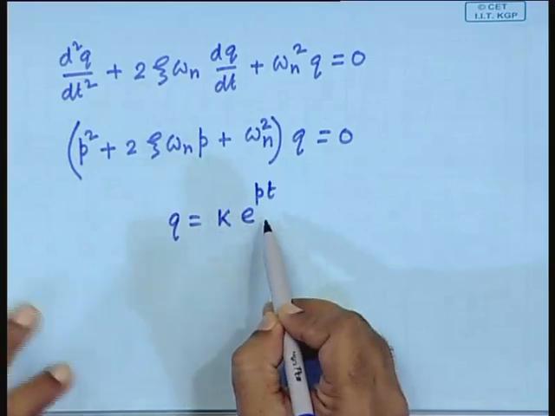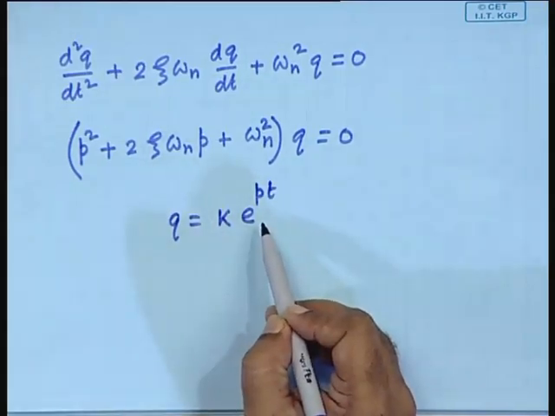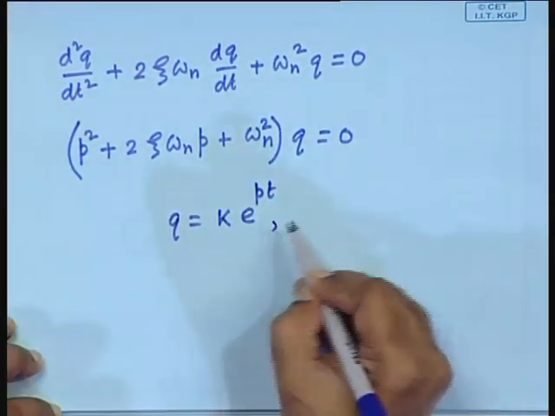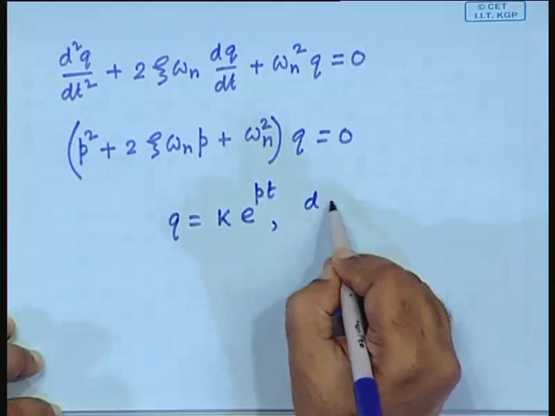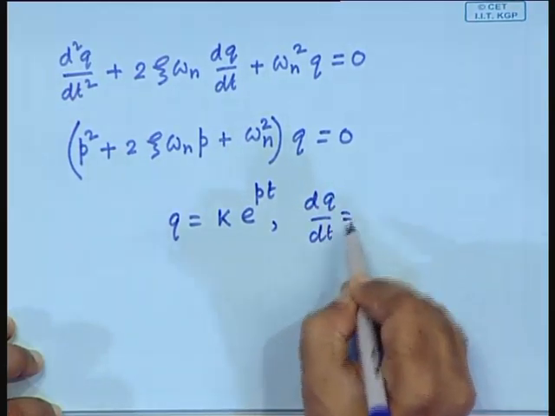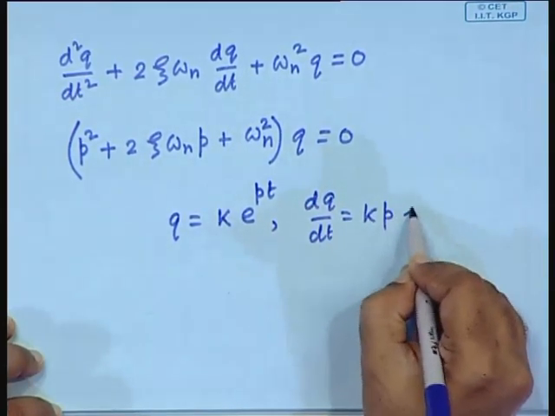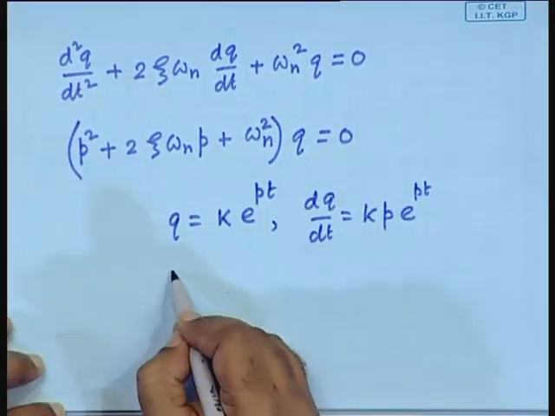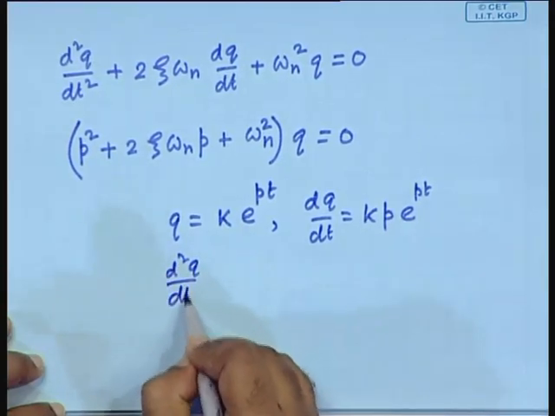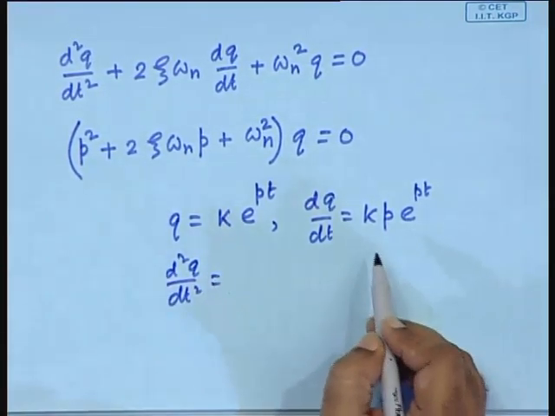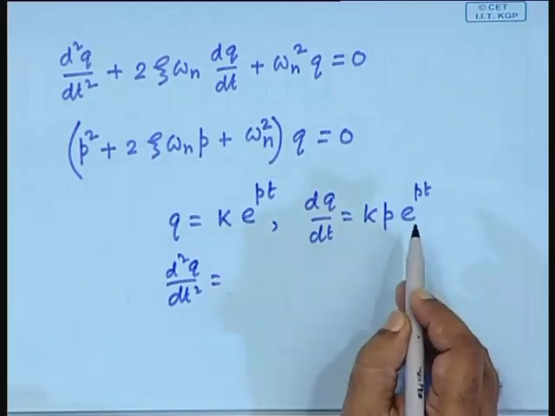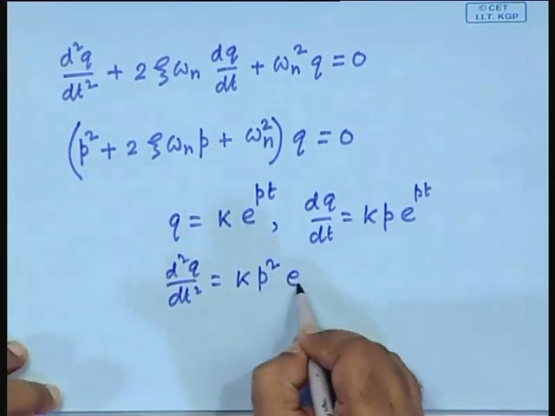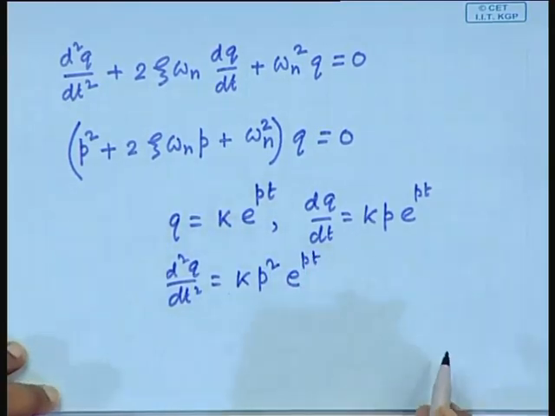If you use this as the possible solution, then how can you write this? If this is the solution, then dq/dt is k p e to the power p t, and d2q/dt2 is k p square e to the power p t, right.